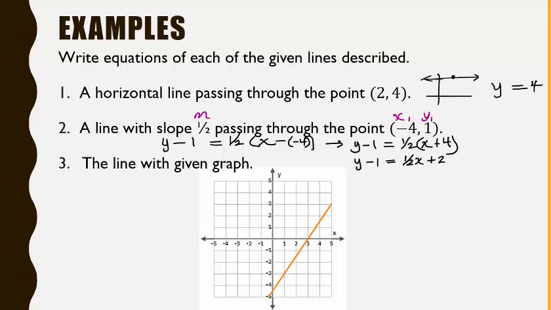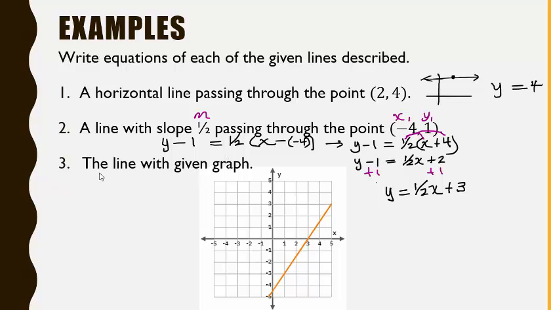So that gives us y minus 1 is equal to 1/2 times the quantity x plus 4. Distribute the 1/2, and we get y minus 1 equals 1/2 x plus 2. And lastly, add 1 to isolate y. If it says write your answer in slope-intercept form, here it is: y equals 1/2 x plus 3.